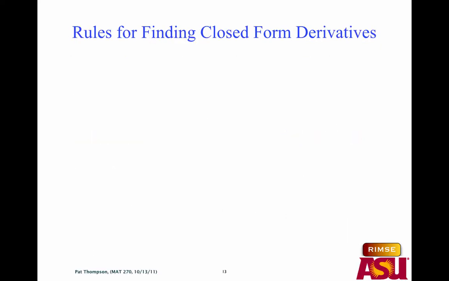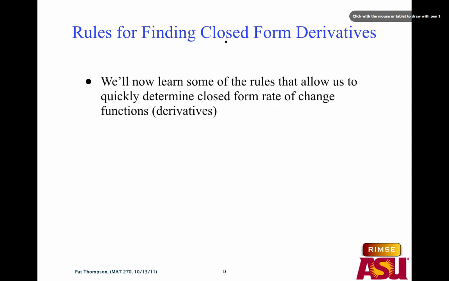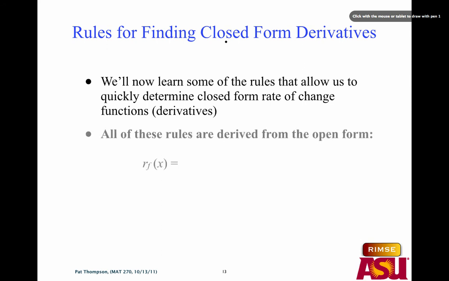All right, since we do have a lot of other ideas that we want to be able to grapple with and problems that we want to be able to solve and do them in a timely fashion, there are a lot of rules for finding closed form derivatives. So let's start to get on this journey of figuring out what all of these rules are. Once again, we're shifting into learning some of the rules that are going to allow us to quickly determine closed form rate of change functions, i.e. derivatives. All of these rules are derived from the open form.